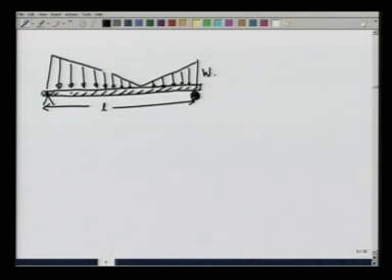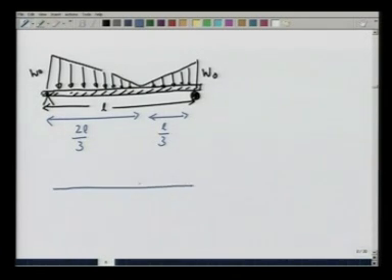With these being W0, W0, this length being 2L by 3, and this length therefore being L by 3. And I wish to calculate the reactions at the pin joint and at the roller. So, for that, what I need to do is take this beam and make a free body diagram.